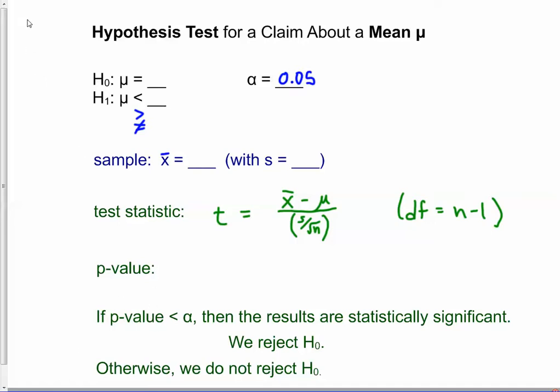Okay, we're going to do an example in just a second. But if you're not doing it manually, then this is the t-test on your calculator. We've done the t-interval when we're doing a confidence interval for mu. This is the t-test for when we're doing a hypothesis test for a claim about mu.